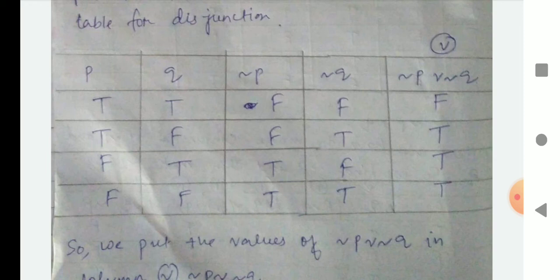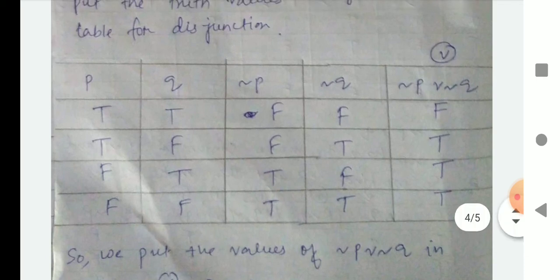Again, for making negation Q, you check the column of Q. When Q is true, negation Q is false; when Q is F, negation Q is T; when Q is T, negation Q is F; when Q is F, negation Q is T. Now that we have the values of negation P and negation Q, we just make the disjunction, and we will use the table of disjunction.